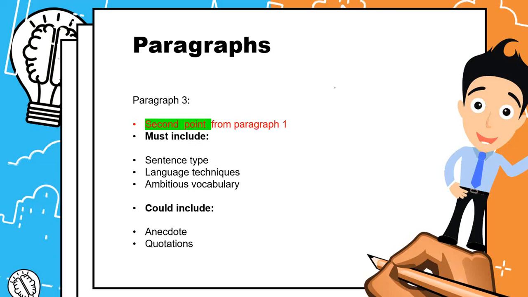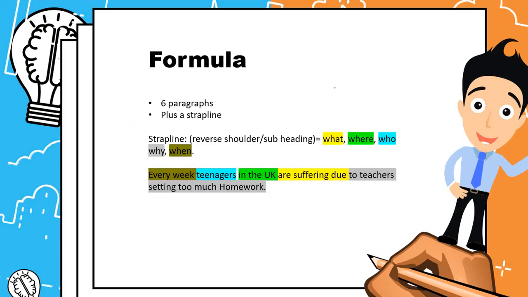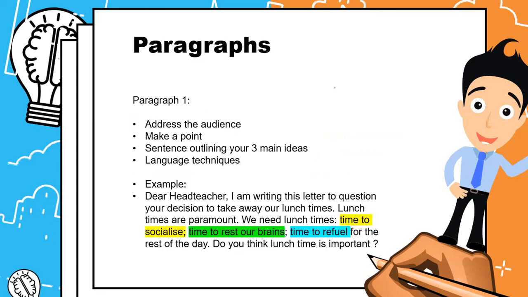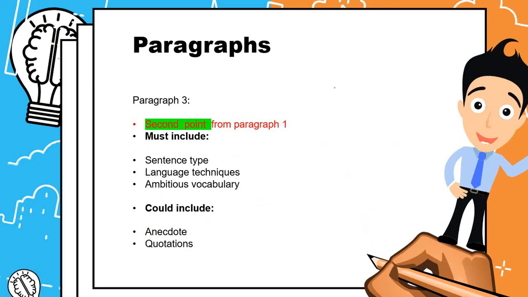Now the next paragraph you'll see it's almost exactly the same as paragraph 2. The only difference is the yellow turns to green. The green is our second point in our Tell Show 3. There it is, time to rest our brains. So we're going to look at why it's important to rest during break times, why we need a rest period.